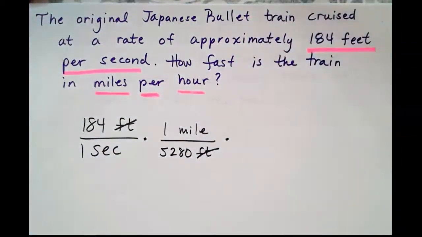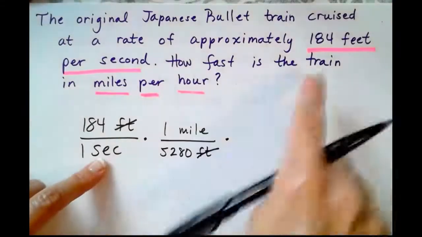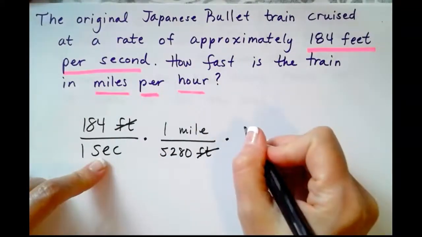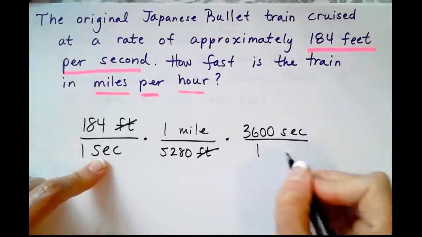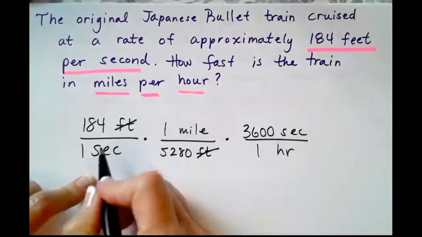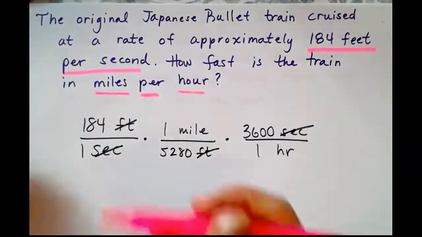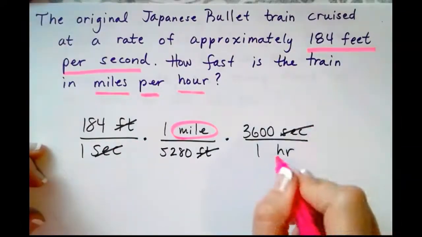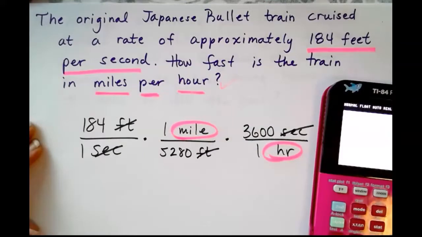So for us to go to feet per second, we can dump that second and change it to hours. So 3,600 seconds is 1 hour. Seconds on the bottom, seconds on the top, seconds cancel. What's left? Miles over hours, which is what we want. We want miles per hour. So now we just need to multiply.